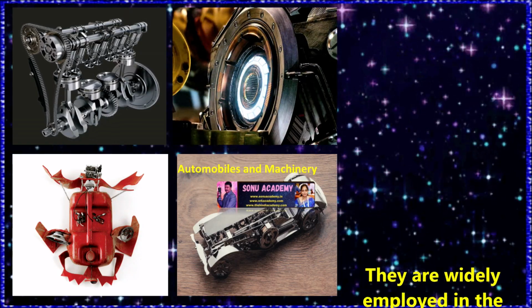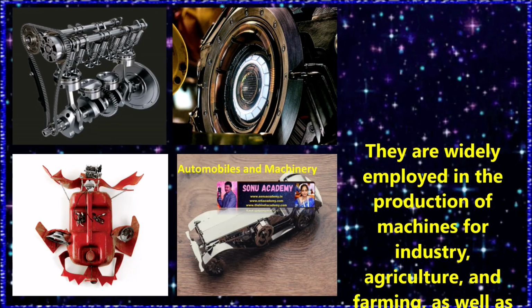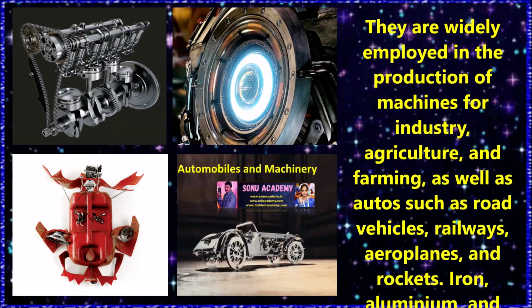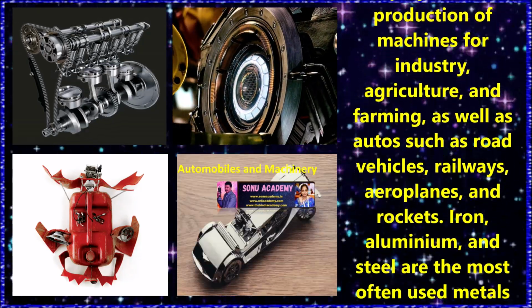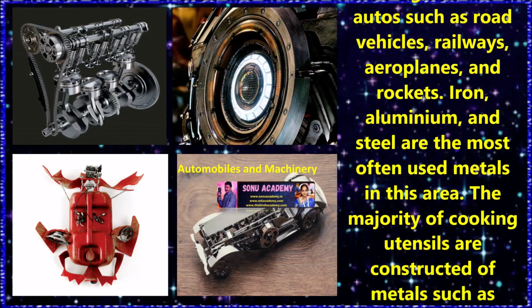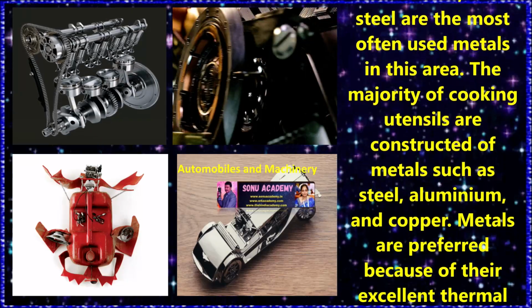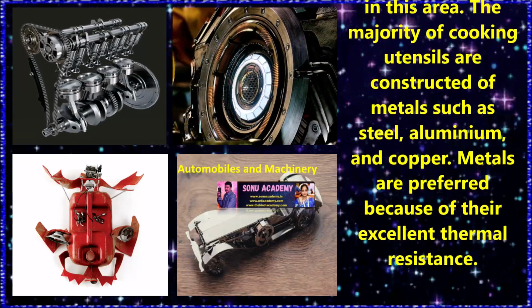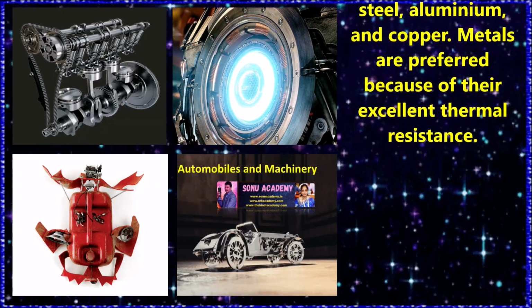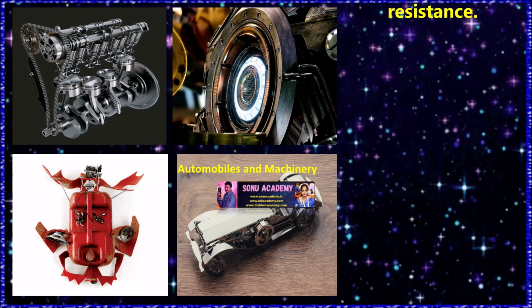Children, let us see the uses of metals in automobiles and machinery. They are widely employed in the production of machines of industry, agriculture, and farming, as well as vehicles such as road vehicles, railways, aeroplanes, and rockets. Iron, aluminium, and steel are the most often used metals in these areas. The majority of cooking utensils are also constructed of metals such as steel, aluminium, and copper. Metals are preferred because of their excellent thermal resistance.